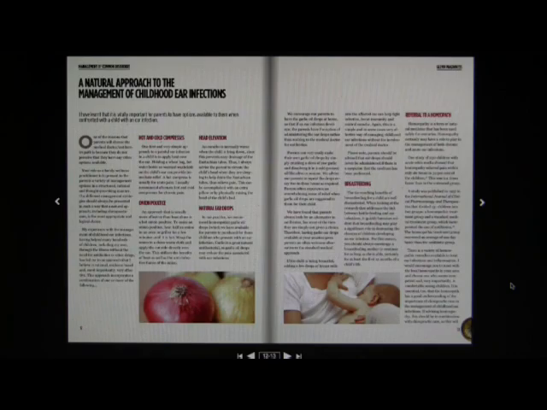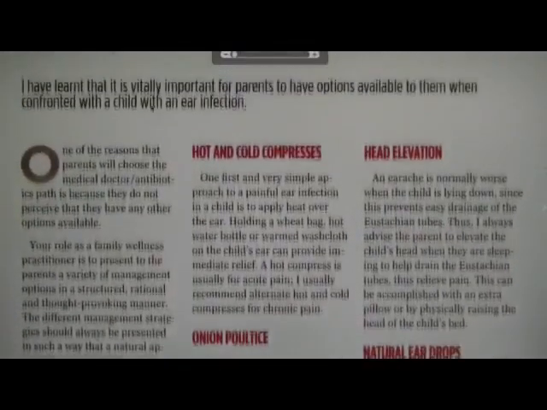I have found that many parents often feel helpless and locked into the medical antibiotic approach. By presenting options to the parent with well-referenced research supporting what you say, you are far more likely to effectively manage that child through the ear infection crisis without the parents resorting to antibiotics.